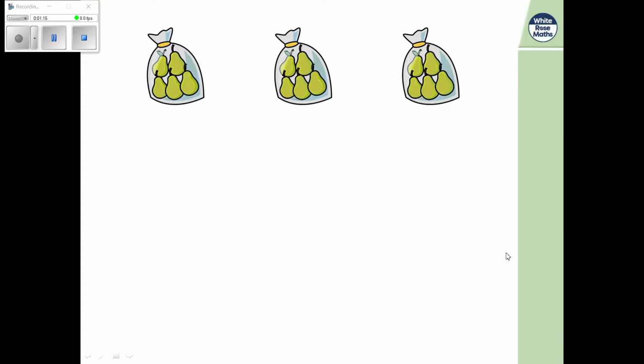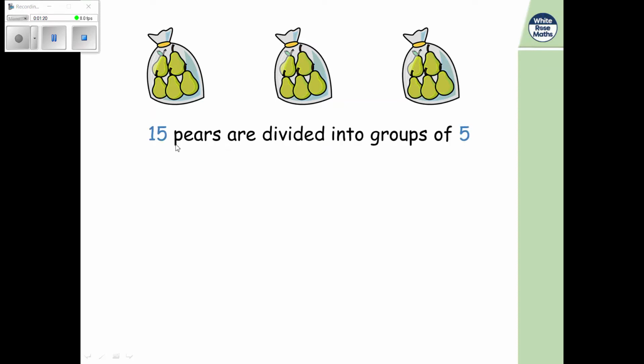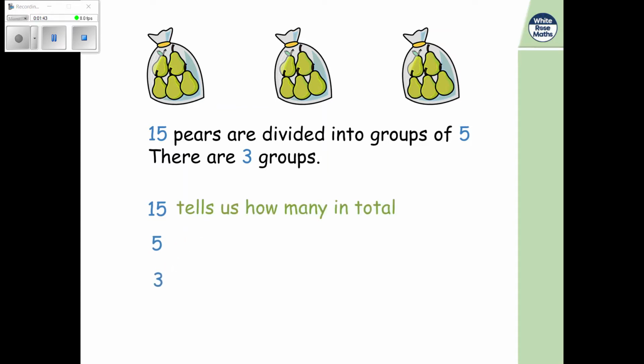Right, let's get learning. So we have some bags of pears. So 15 pears are divided into groups of 5. So 1, 2, 3, 4, 5. There are 3 groups here. 1, 2, 3. So now they're going to make a number sentence. 15 using their 5 and their 3. So it will be those 3 numbers we're going to be using to make a number sentence today.